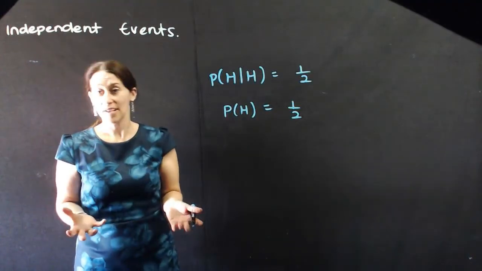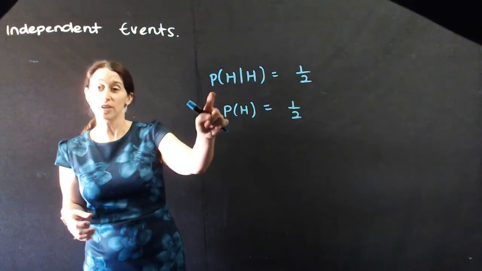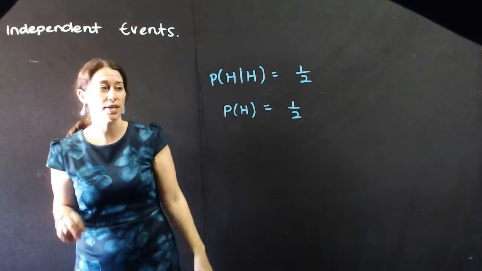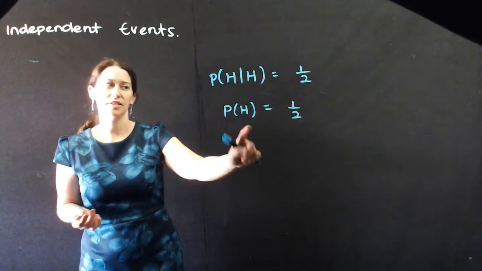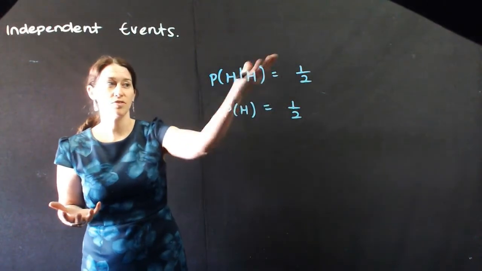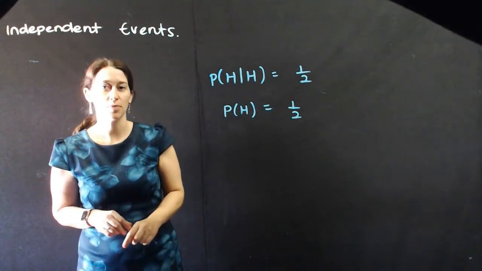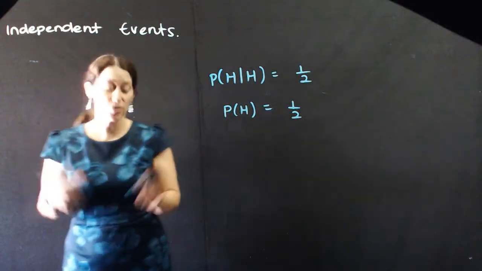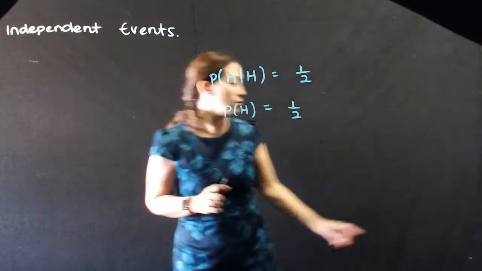So from the last example that I just did, because we knew that the probability of a head given a head was a half, and we proved that in two different ways, we also understand that the probability of a head is a half. These two things are the same, which means they are independent. Now I'm going to generalize this using some formulas. So I'm going to use A and B.